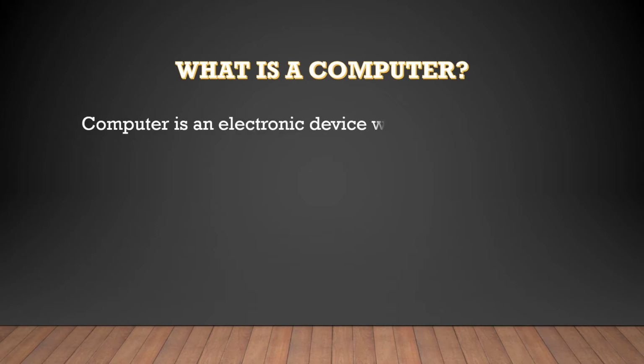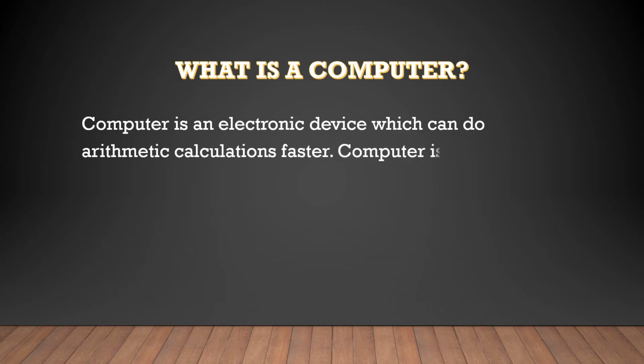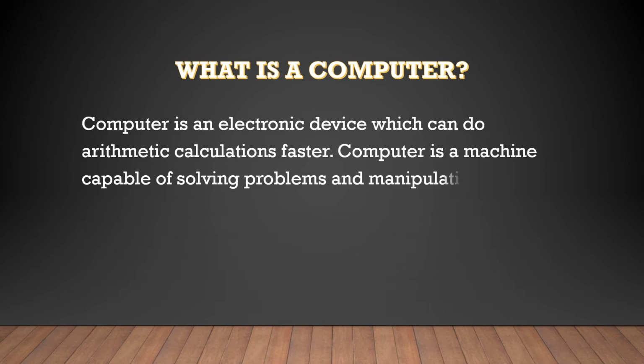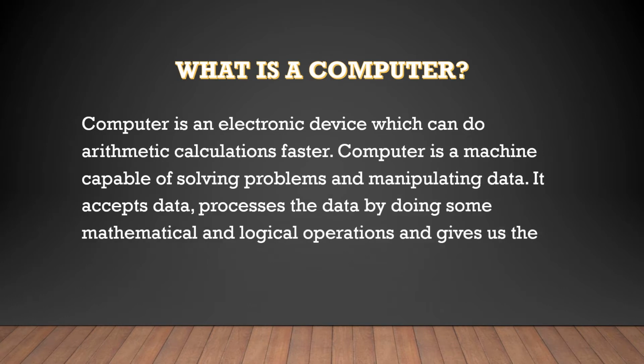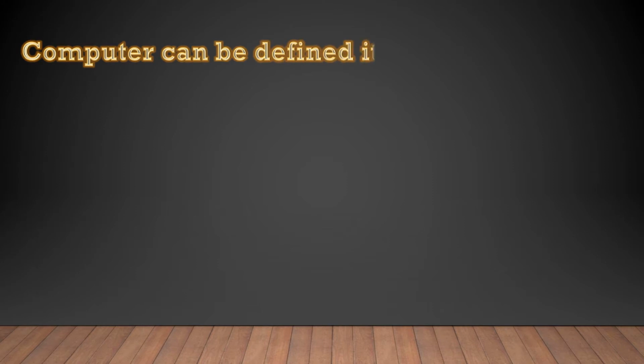Computer is an electronic device which can do arithmetical calculation faster. Computer is a machine capable of solving problems and manipulating data. It accepts data, processes the data by doing some mathematical and logical operations, and gives us the desired output. Computer can be defined in terms of its function.